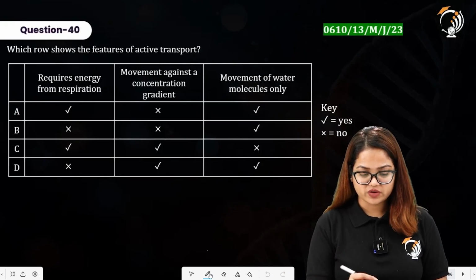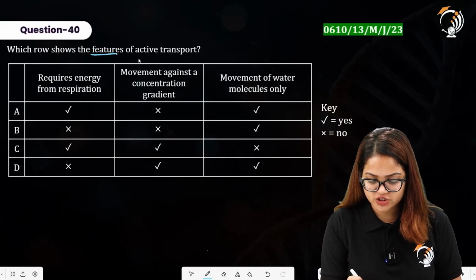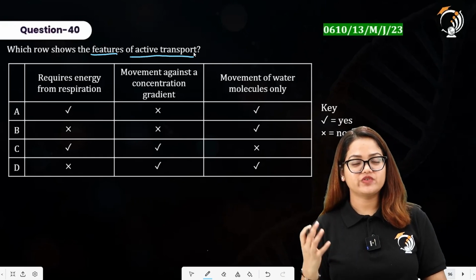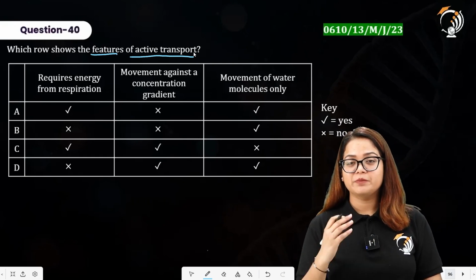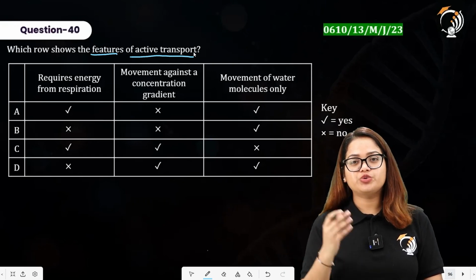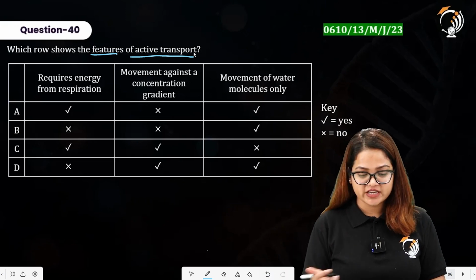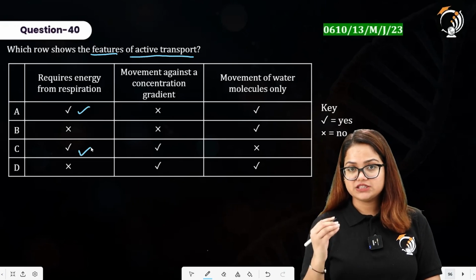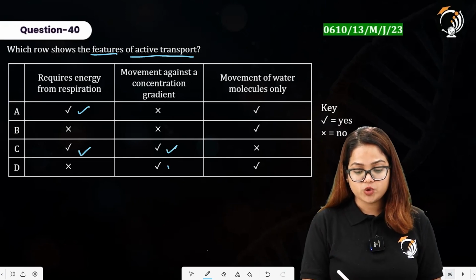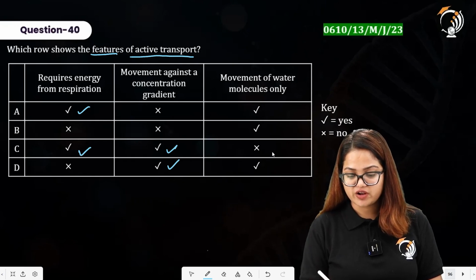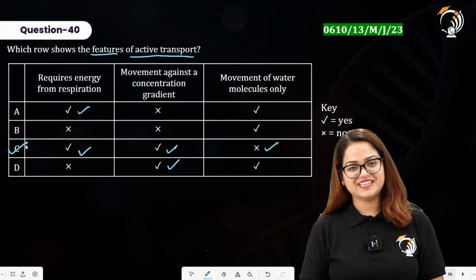Next is question number 40, that says which row shows the features of active transport. Now as you all know, active transport is a type of transport in which the molecules are moved from a region of low concentration to a region of high concentration through protein carriers, and energy is also required. So requires energy from respiration? Yes, they do require. Movement against a concentration gradient? Yes. From low to high? Movement of water molecules only, so it does not involve water molecule movement only. So we have option C as the right answer.